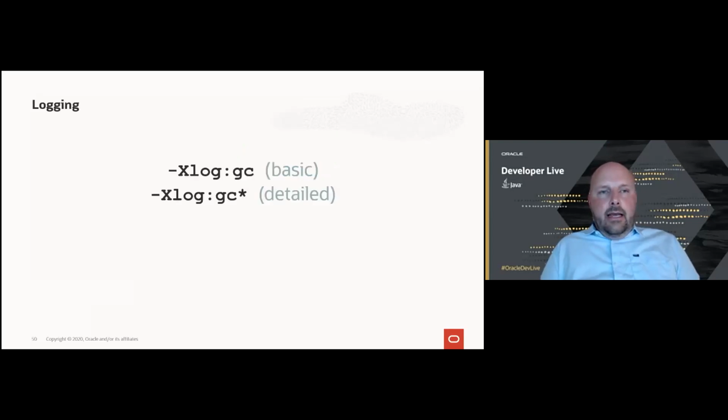If we look at GC logging, I would recommend you use one of these two options, either -Xlog:gc, which will give you basic logging, basically one line of output per GC cycle, very high level information, or if you want more detailed logging, use the -Xlog:gc* option. This is useful when tuning, or when you want to solve a problem or get more information on what's going on.